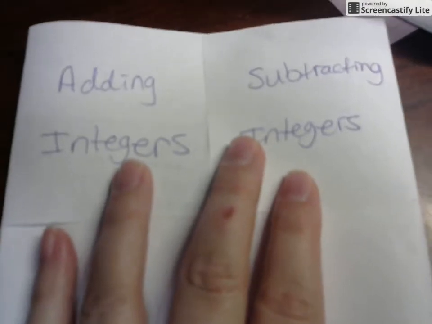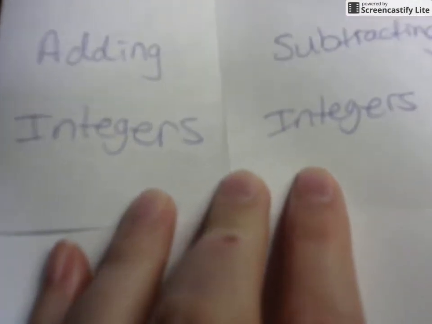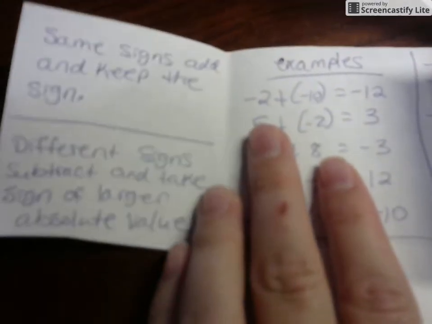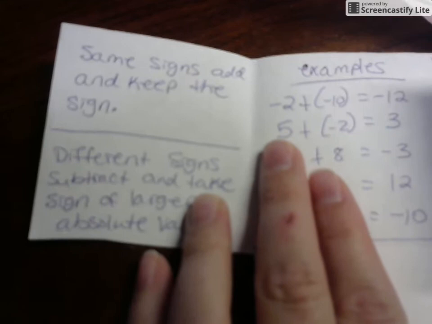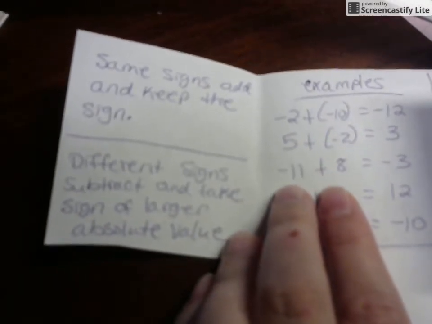Okay, so I have my foldable folded up, and today I'm just going to work on addition and subtraction of integers. So on the left side, I'm going to talk about adding integers. So we know our rules now. Same signs, add and keep the sign. Different signs, subtract and take the sign of the larger absolute value.